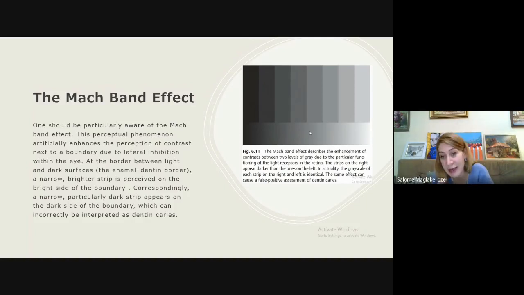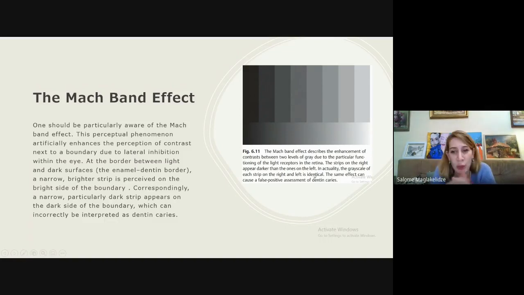Correspondingly, a narrow, particularly dark strip appears on the dark side of the boundary, which can incorrectly be interpreted as a dentine caries. So you could see it easily and understand it easily on the picture, because here you could see that the strip on the right side appeared darker than the one on the left side, and actually the grayscale of each strip in the right and in the left is identical.